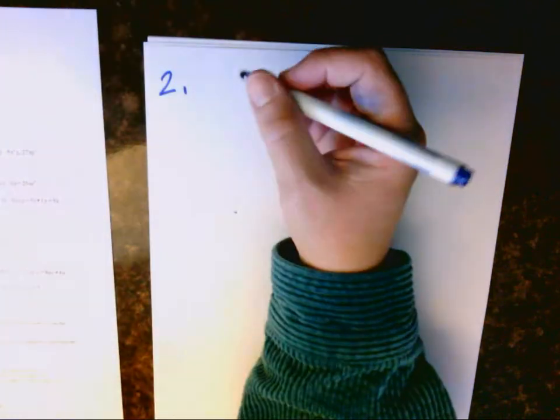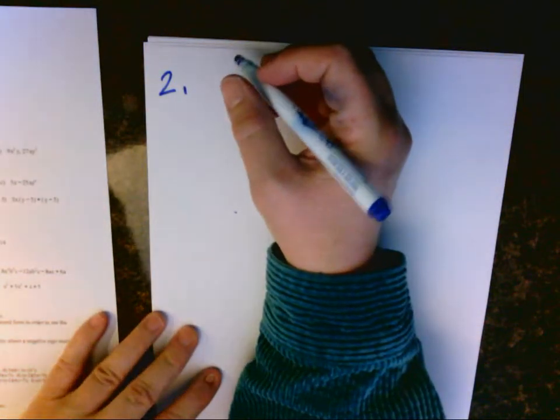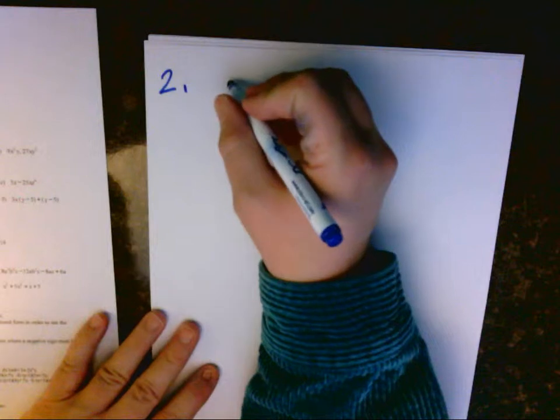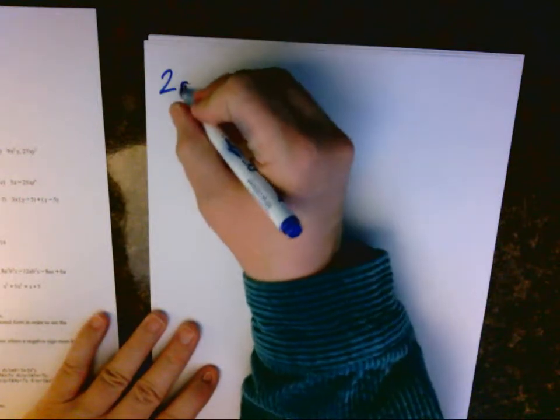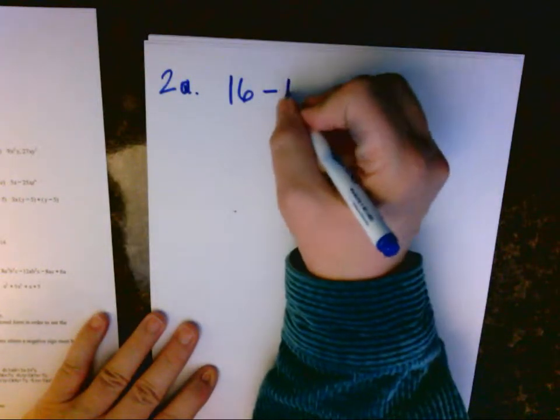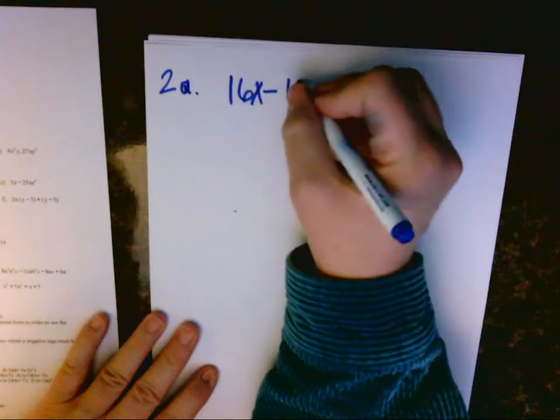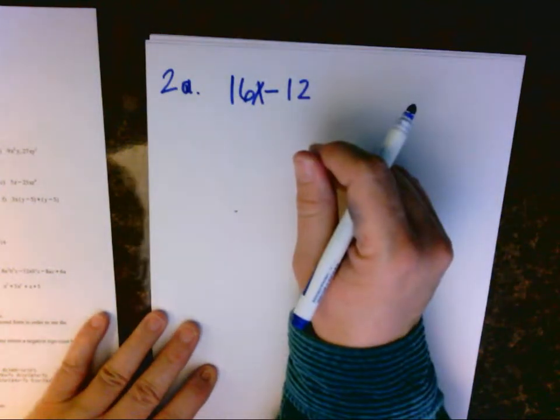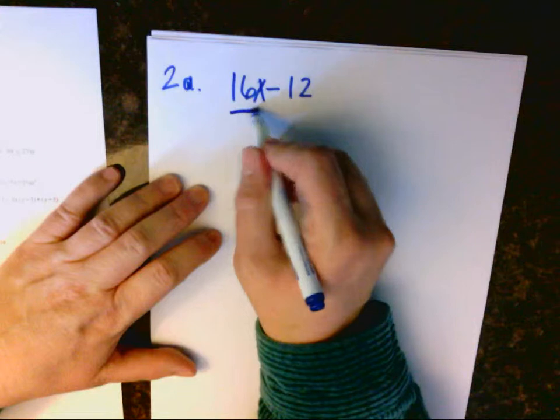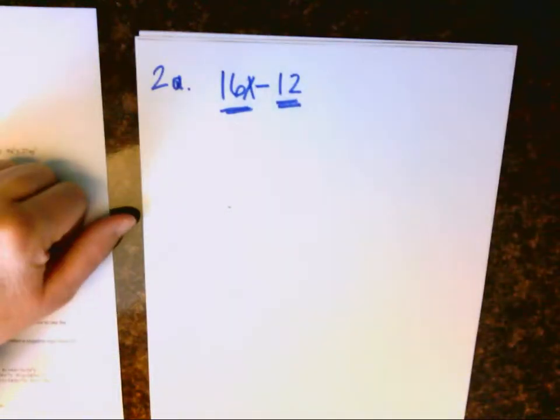Factor out the greatest common factor. Now those were just two separate terms. Here we're going to have, this is part A, 16x minus 12, and we're supposed to factor out the greatest common factor. So we look at this piece and figure out what's the greatest common factor.